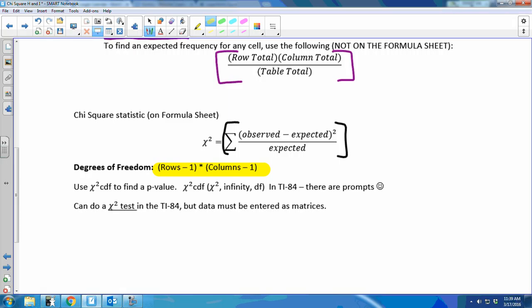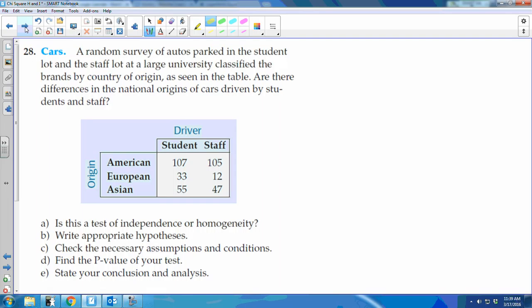All right, then I've got 2 examples. We don't have to do all of them. We can look at both. So here's the first one. A random survey of autos parked in the student lot and the staff lot at a large university classify the brands by country of origin as seen in the table. Are there differences in the national origins of cars driven by students and staff?